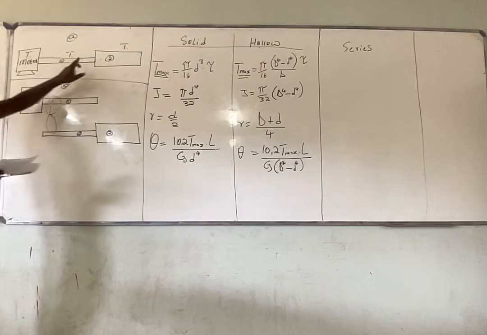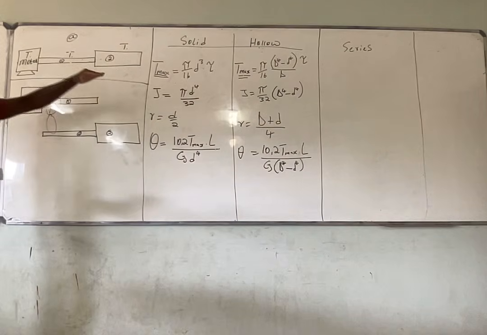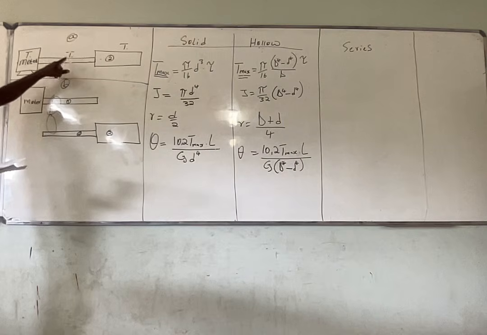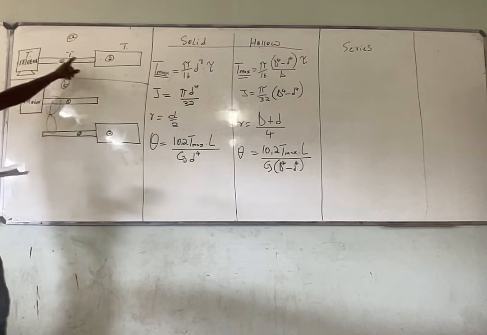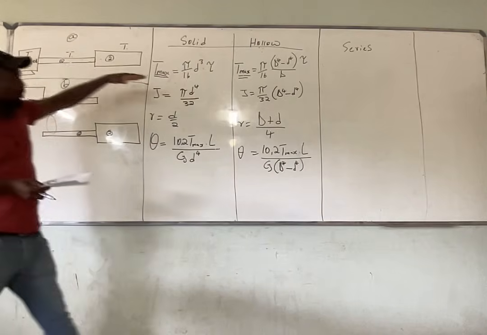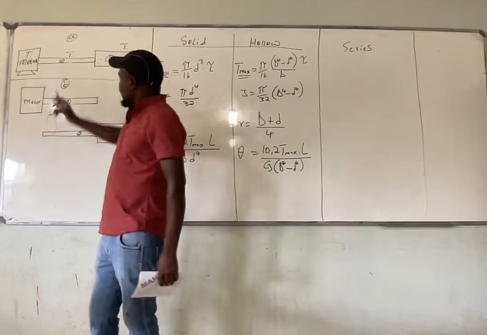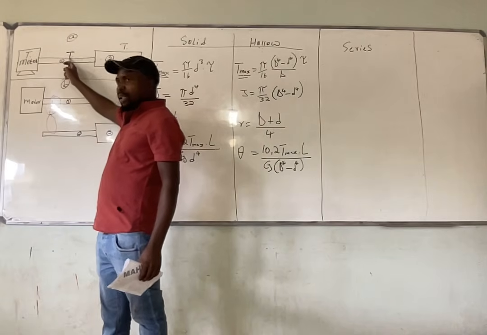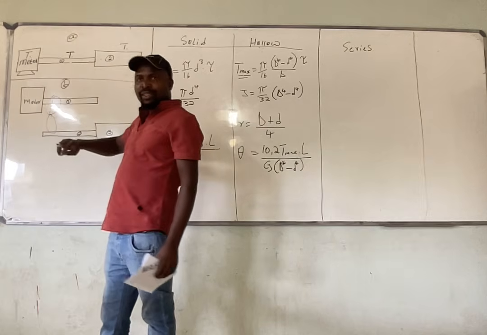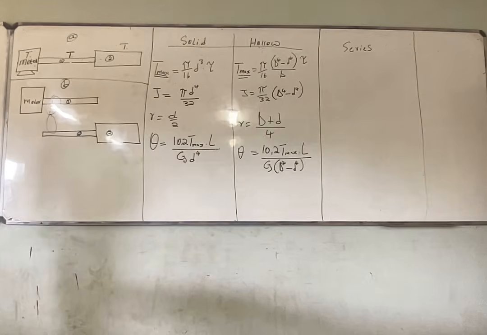Yes. Shaft 1 can be either solid or hollow. If shaft 1 is solid, you'll use this information. If shaft 1 is hollow, you'll use that information. But what you need to know is that the torque for shaft 1 is the same as the torque for shaft 2. It's the same torque as the motor, because they are connected in series.